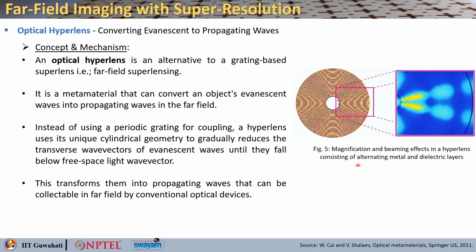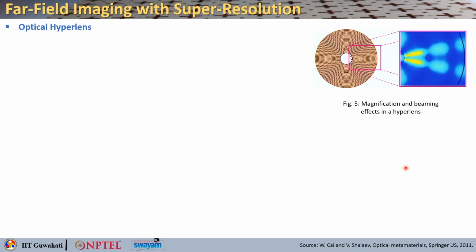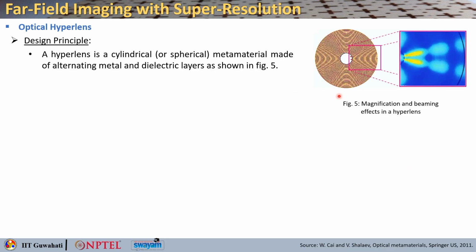So, this is one example of the magnification and beaming effect that you see in a superlens. These are two objects in sub-wavelength spacing that can be magnified, and then you can come out of this sub-wavelength domain because of these magnified objects. These are created by alternating metal dielectric layers. We can look into the design principle in more detail in this particular slide.